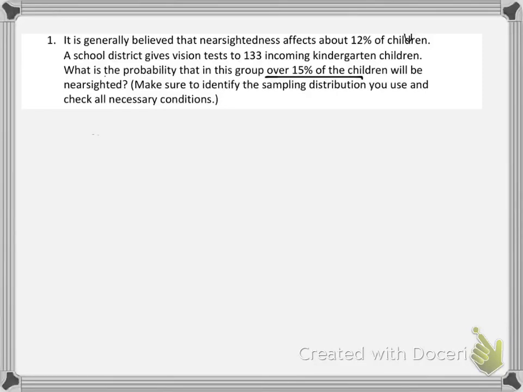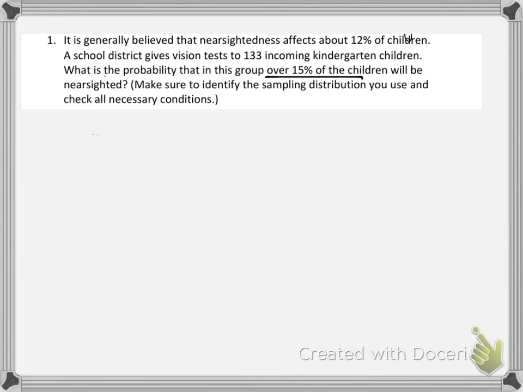All right, so we are doing a couple of example problems for Chapter 17. It says, it is generally believed that nearsightedness affects about 12% of children. The school district gives vision tests to 133 incoming kindergarten children. What's the probability that in this group over 15% of the children will be nearsighted? Make sure to identify the sampling distribution you use and check all necessary conditions.